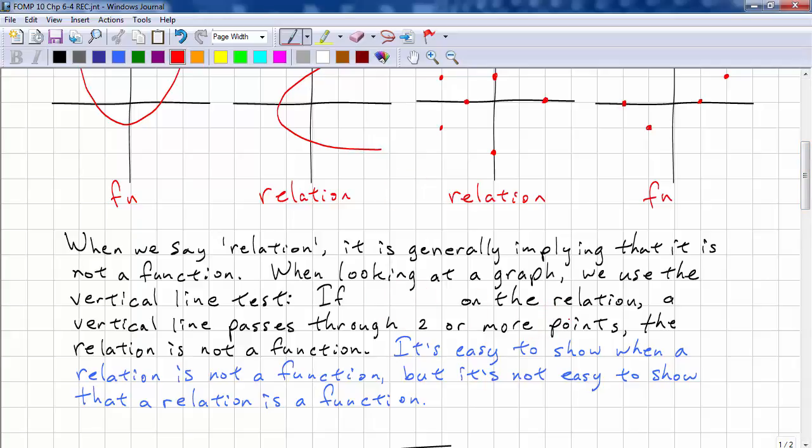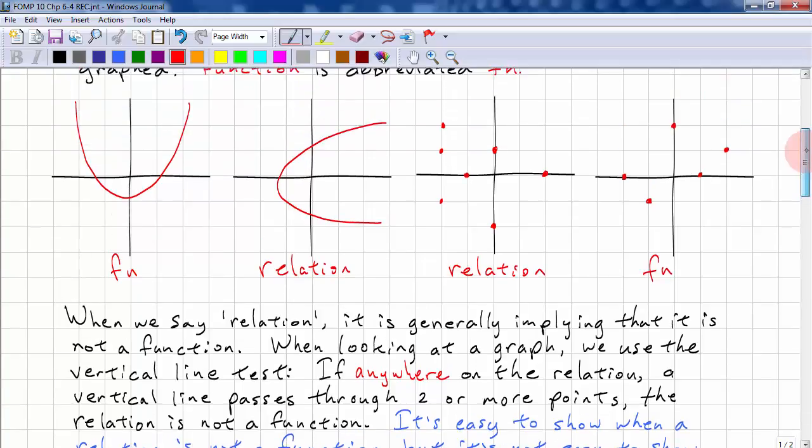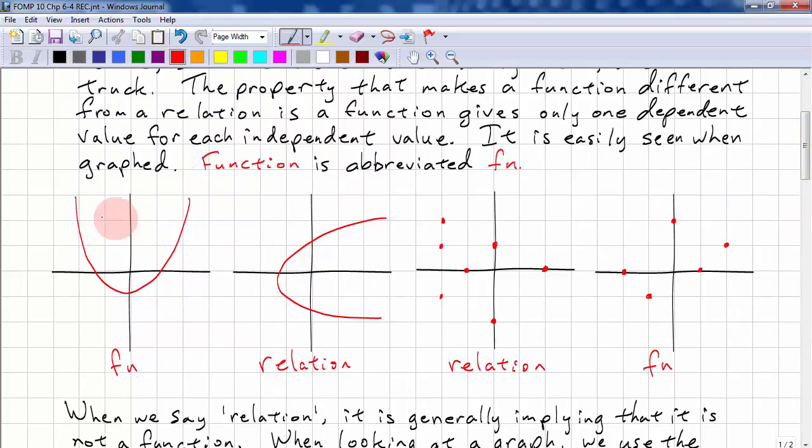When looking at a graph, we use the vertical line test. And if anywhere on the relation a vertical line passes through two or more points, then the relation is not a function. Now here's a tip. It's easy to show when a relation is not a function, but it's not easy to show that a relation is a function. So here we can see that it's a function, but the graph is cut off. We have to look at the whole graph to make sure that it's a function.